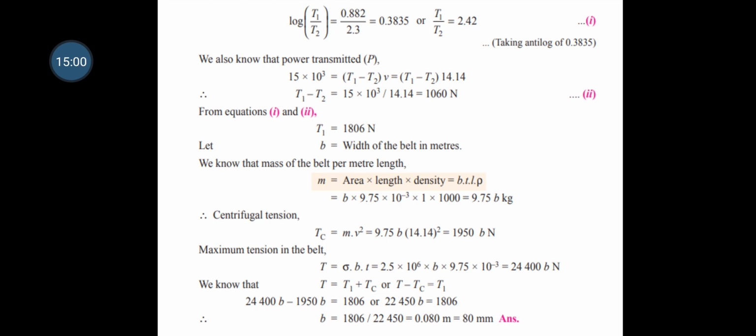We know that T is equal to T1 plus TC, or T1 is equal to T minus TC. By solving the given details, maximum tension T, 24,400 B minus 1950 B, is equal to 1806. So we have to find the B. B is equal to 80 mm. Next, move on to the next problem.